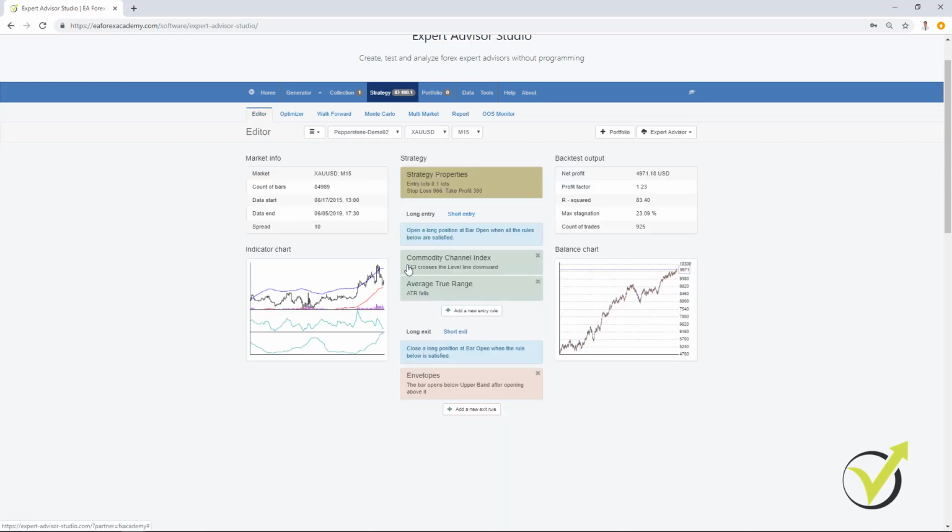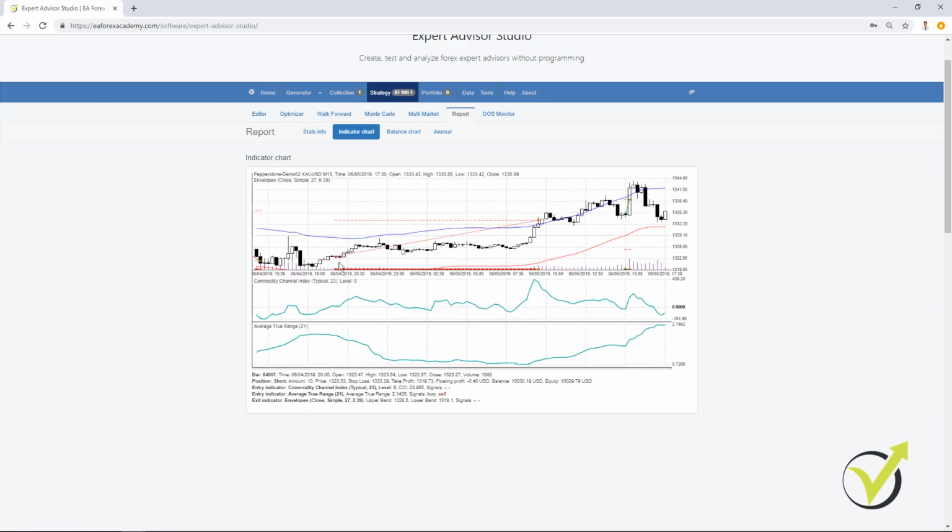And as a confirmation, we have average true range falling. This is for the long trades, and for the short trades it should be rising. So at this moment over here it is rising at the opening of this bar. I'm not sure if you can see it, but here there is a small move down, then it's going a little bit up and then goes down again.